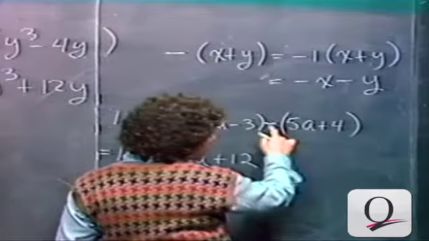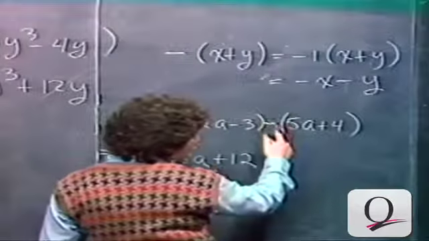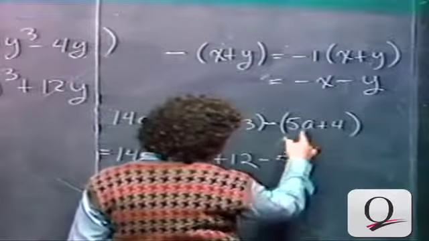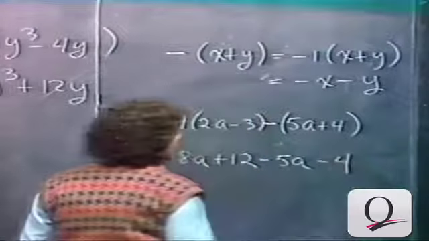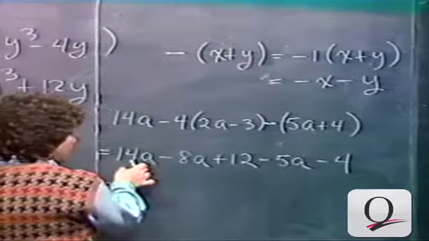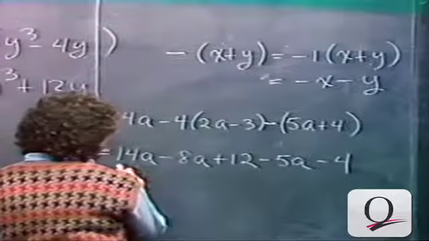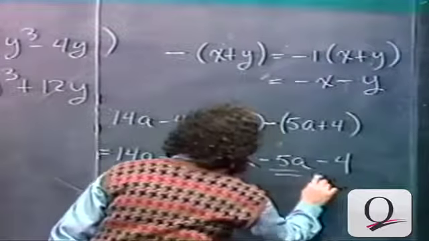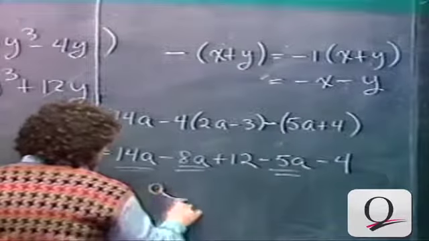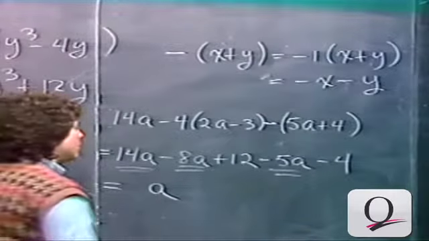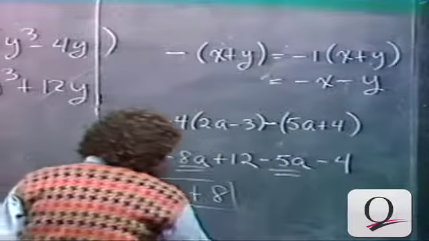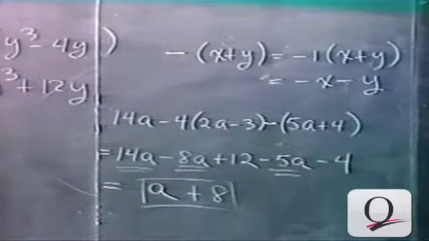Here, we distribute the minus sign, or minus 1, through the parentheses, changing the signs of each of the terms. So we have minus 5a minus 4. 14a minus 8a minus 5a. That's 14a minus 13a, which is just a, and 12 minus 4 gives us plus 8. So we have a plus 8.